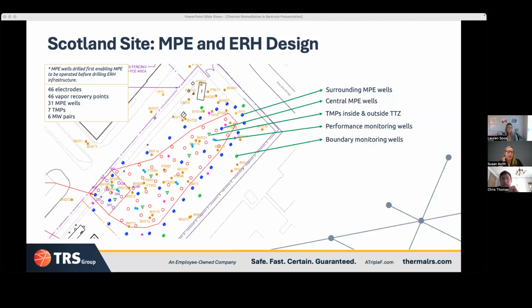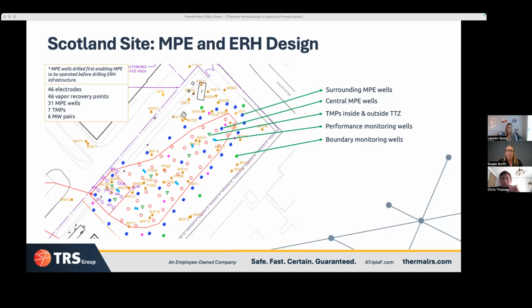Yeah, so this is a map of that site, and you see all the blue dots are surrounding the treatment area as well as inside the treatment area. And those were brought online before we started drilling the electrodes because they wanted to have capture of any contamination before it might migrate off-site.